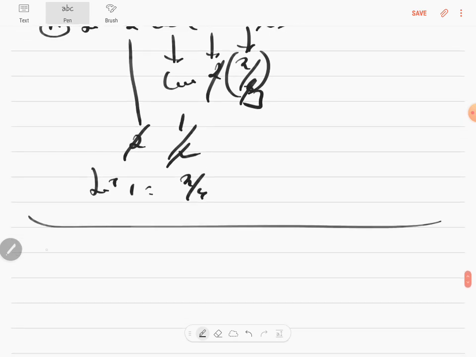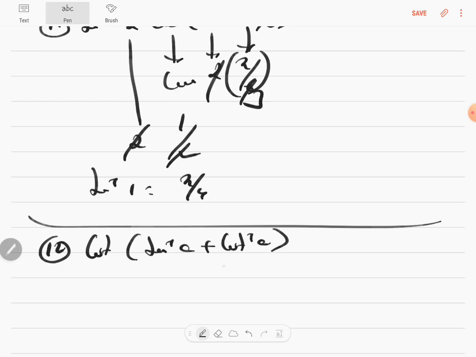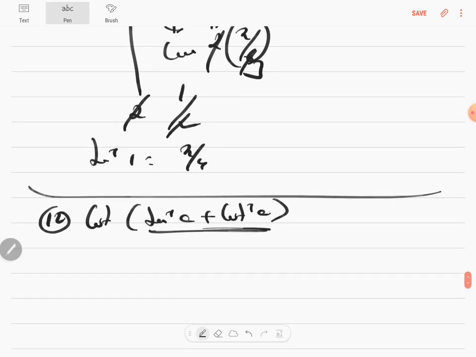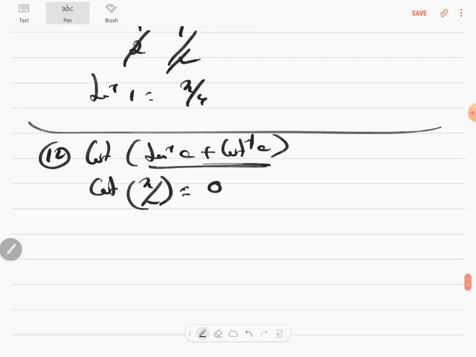Next sum is the 12th question, which is cot of tan inverse of A plus cot inverse of A. You all know this itself is pi by 2. It's an identity. Tan inverse of x plus cot inverse of x is pi by 2. Similarly, this is also pi by 2. And cot 90. Tan 90 is infinity. So cot 90 will merely be 0. So then let's go to the 13th question. 13th question. No, 13th is not there.